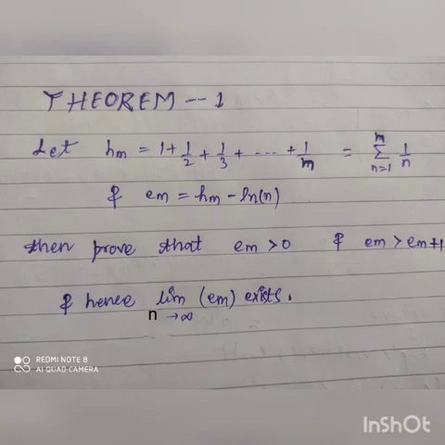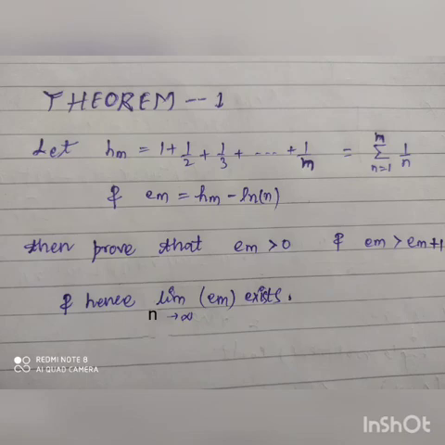So before defining theorem 1, we need to explain two symbols Hm and Em. Hm is equal to 1 plus 1 over 2 plus 1 over 3 plus so on plus 1 over n, and Em is equal to Hm minus log n.